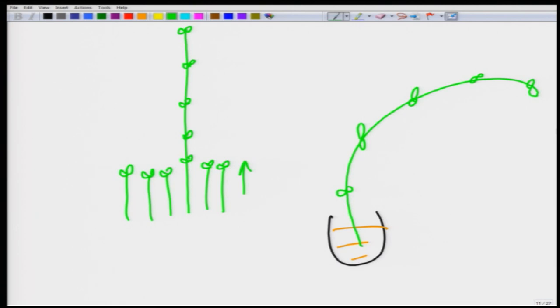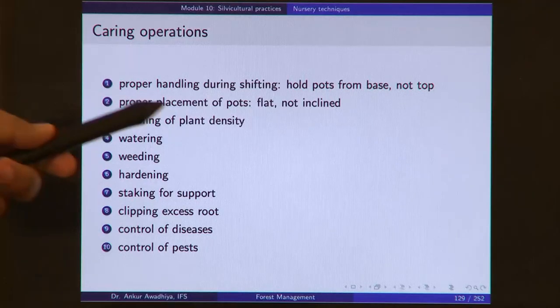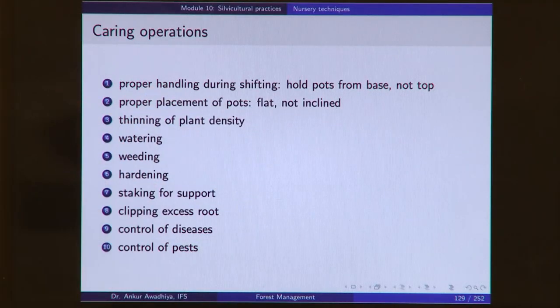Now, to avoid that, you need to ensure that the plants are not raised in a very high density environment. There is a thinning operation that is done from time to time. Next, you need to water the plants, you need to do weeding, you need to do hardening. Now, what is hardening? When you are growing these plants in the nursery scenario, you are putting a great amount of care, you are giving a great amount of care to these plants.